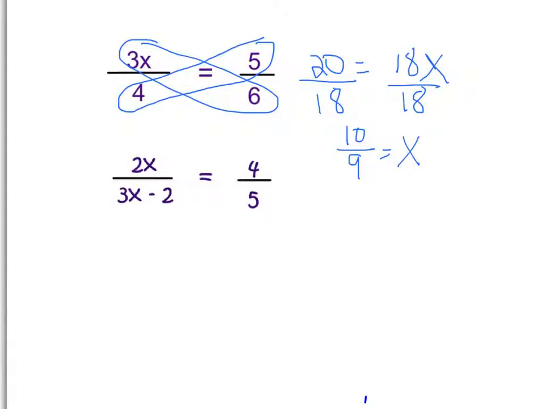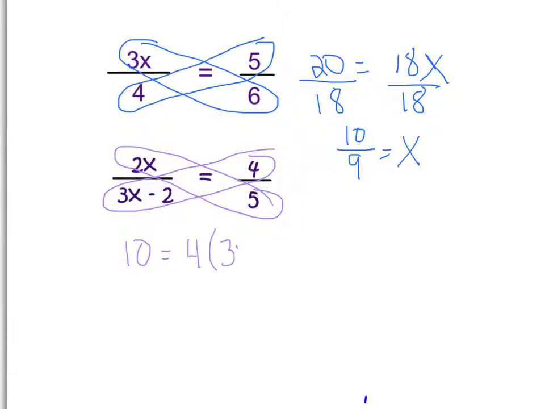Alright, so I'm going to show again that I'm going to multiply the extremes. 2x times 5 is 10x. And then I'm going to multiply the means, except this time you have to make sure that you are multiplying both of the terms by 4. In other words, you have to use the distributive property. This whole expression, 3x minus 2, is multiplied by 4, not just the 3x. Most common mistake made with this type of problem.